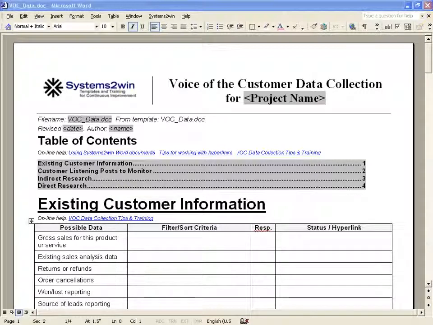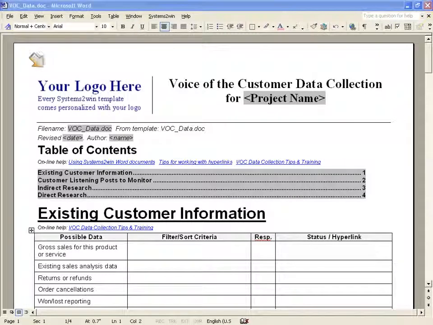Before we leave this template, we should point out that as a free service, every one of your Systems to Win Word and Excel templates comes personalized with your own company logo.